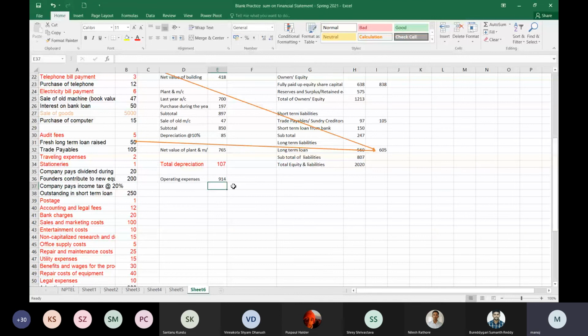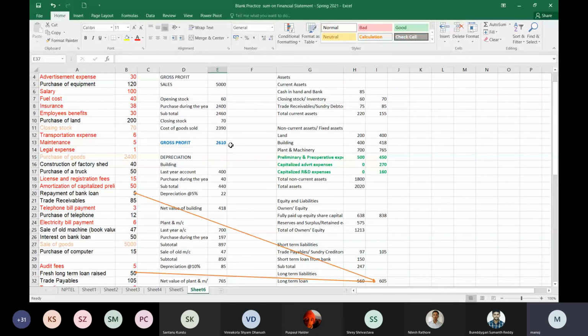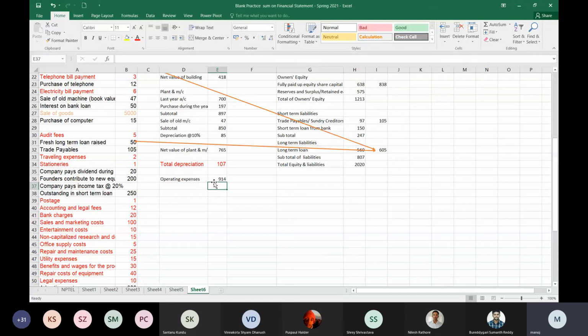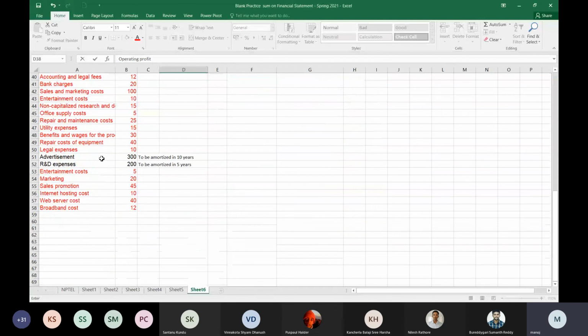Operating expenses is 914. Now our gross profit is this, and that is our operating expenses. So now we estimate operating profit. Sir, isn't amortization added? Oh, you are very right. Thank you. Who is this? Balaji? My name is Balaji, sir. Balaji, you are very right. We have taken only this part, amortization. We forgot to take this.